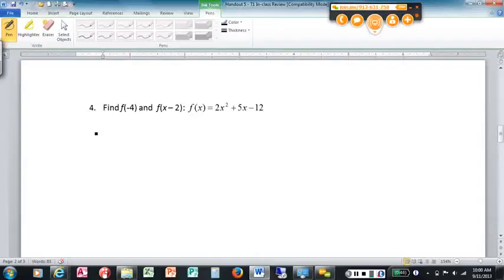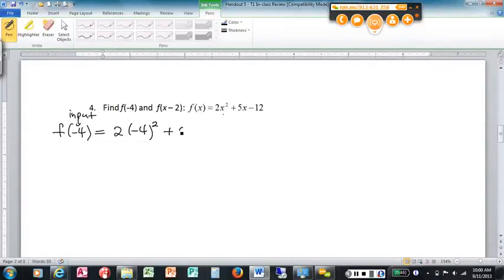Find f of negative 4 and f of x minus 2. What does that mean? Well, the f of negative 4, doesn't that just mean that's my input value, negative 4? Yeah, I'm going to input negative 4, which means wherever I see x, I need to put in the negative 4. So that's what I do for the first one.